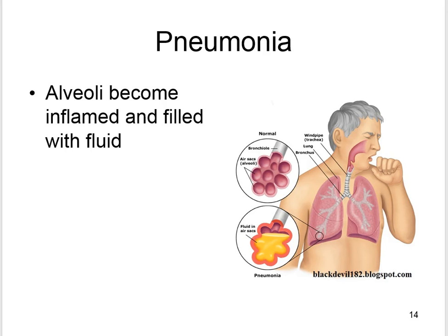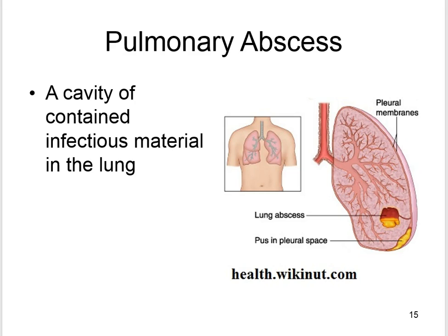Pneumonia is when the alveoli become inflamed and filled with fluid. The alveoli are filled with fluid, keeping oxygen from reaching the bloodstream. May involve a single lobe, it's called lobar pneumonia, or both lungs, just bilateral. Streptococcus pneumoniae and influenza viruses are leading causes of pneumonia. A pulmonary abscess is a cavity of contained infectious material in the lung.